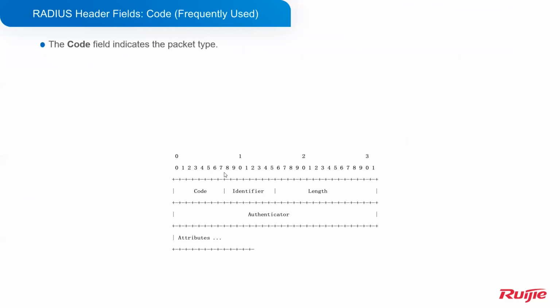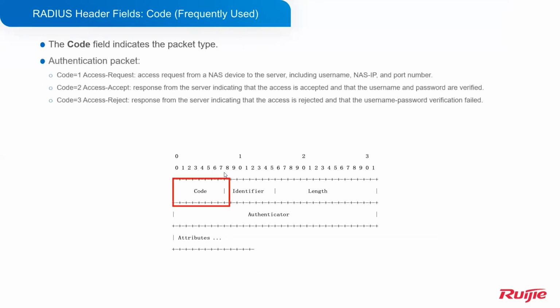And after knowing these fields in the Radius packet, next let's see the Radius header field. In the Radius header field, the code indicates the packet type. Code 1 is the access request from a NAS device to the server, indicating username, NAS IP, port number, this kind of information is carried. Code 2 is access accept, and code 3 is access reject. It's a response from the server to the network device to notify the results of authentication. It's accepted or it's rejected, right?